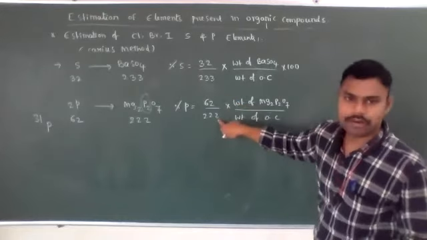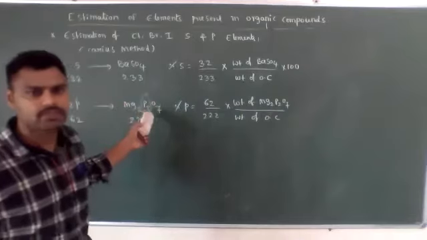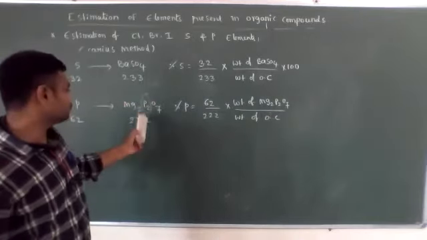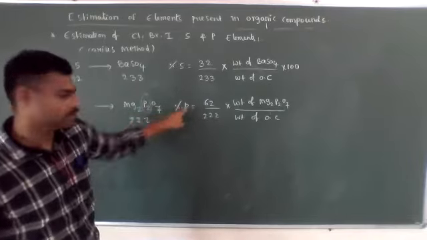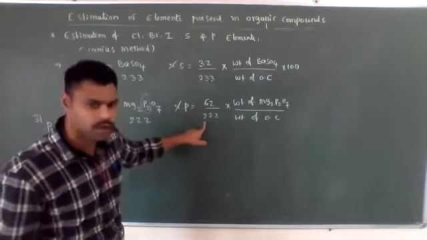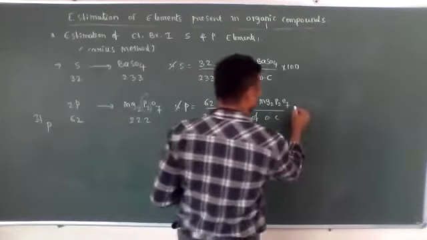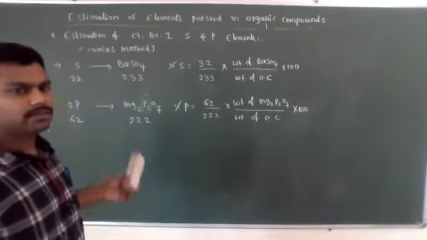This only we need to remember: phosphorus is converted into Mg2P2O7. In Mg2P2O7 two phosphorus atoms are present. Its weight is equal to 62. The total gram molecular weight is 222. That's why I did 62 by 222 into 100. Then we get percentage of phosphorus.